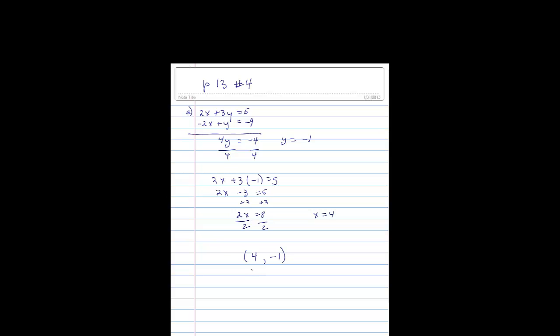Remember, we always list x first. Even though I found the value of y first, when I write it as an ordered pair, I have to write x first. Now let's look at part B. This one we are going to have to do something to, because if I leave the two equations like this and add them together, nothing goes away. So I'm going to try to get rid of the x's.